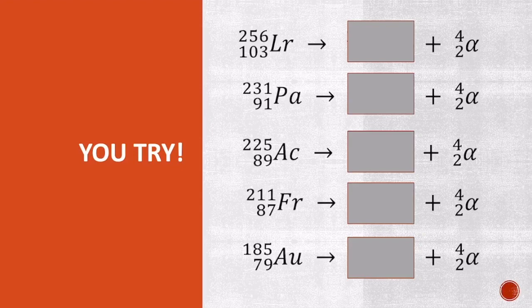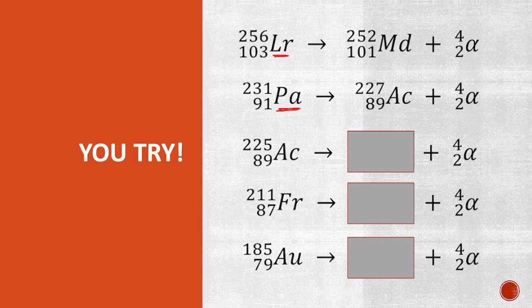So we're starting off with lawrencium-256 here. It's going to eject an alpha particle and become mendelevium-252. Right? Then we have protactinium right here, protactinium-231, and it's going to eject an alpha particle and become actinium-227. Right? So remember, we're just subtracting 2 protons from the atomic number and 4 nucleons from the mass number. All right, now we have actinium-225, and that's going to eject an alpha particle and become francium-221.